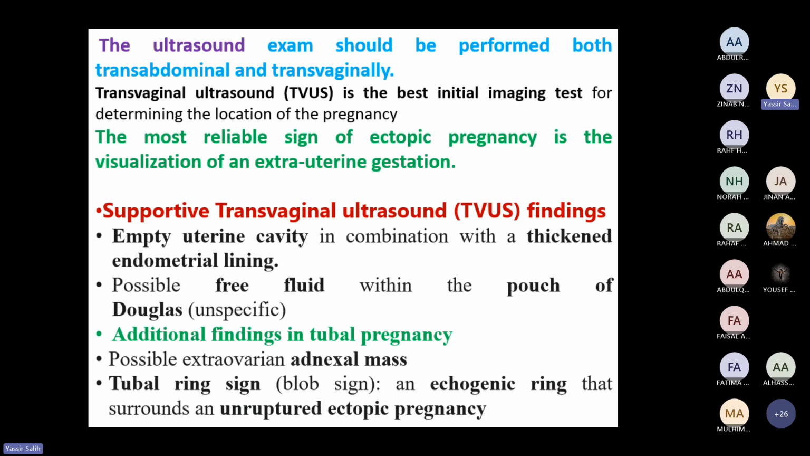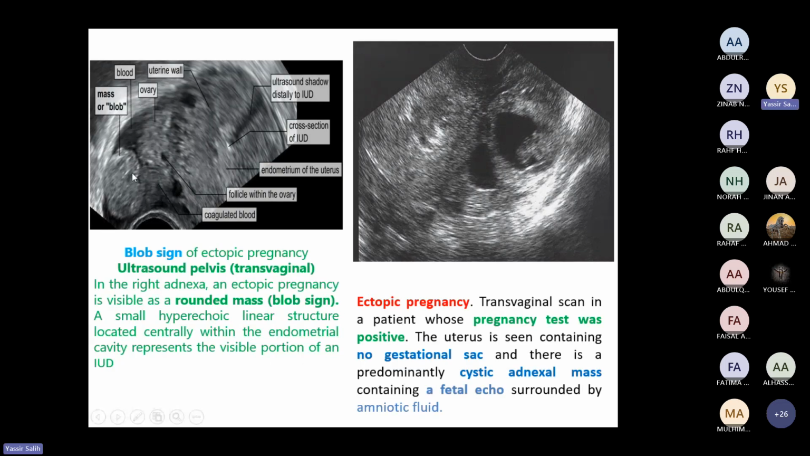Otherwise we find the uterus empty but the endometrial cavity thickened, or free fluid in the cul-de-sac or pouch of Douglas or rectouterine pouch. Other additional findings are an extra-ovarian adnexal mass and the tubal ring sign, which, as we said, is an echogenic ring surrounding an unruptured ectopic pregnancy. This is the blob sign on transvaginal ultrasound. The important thing is to look for the blob sign, the rounded mass, which is echogenic.